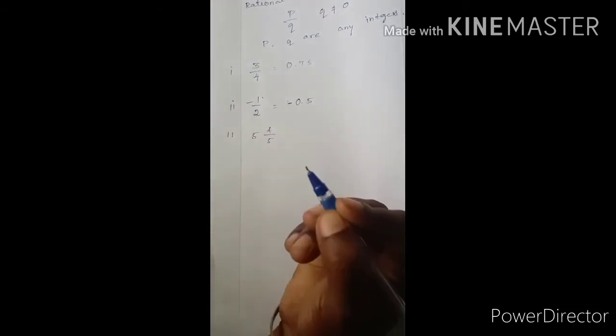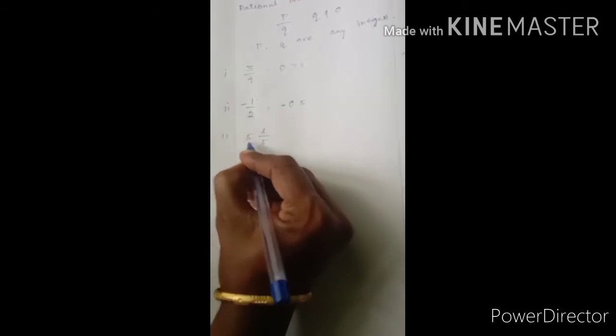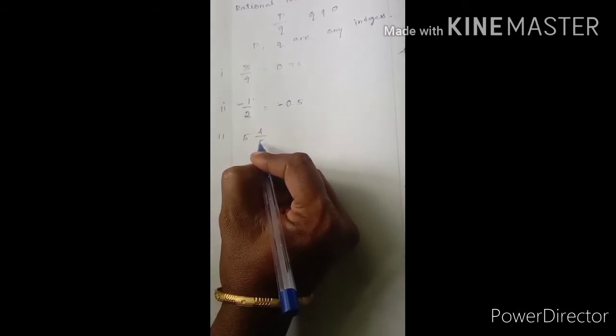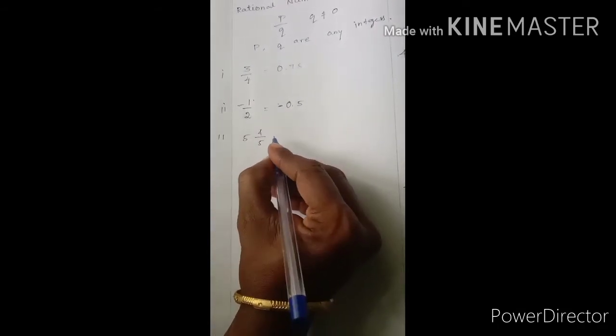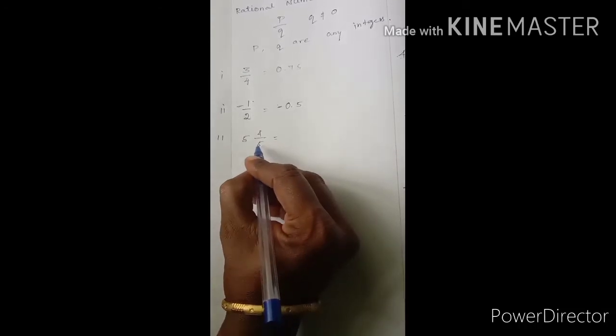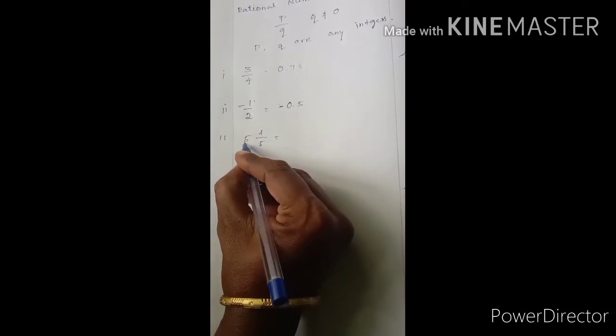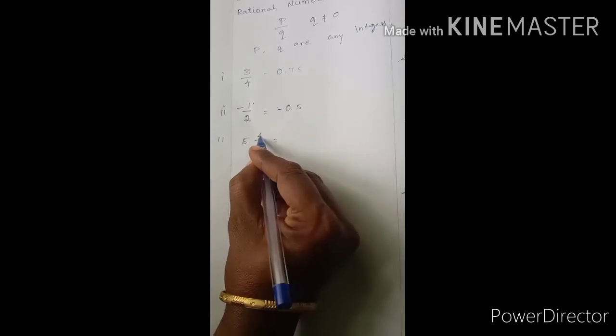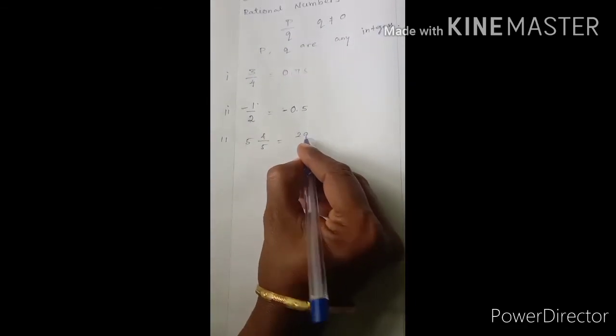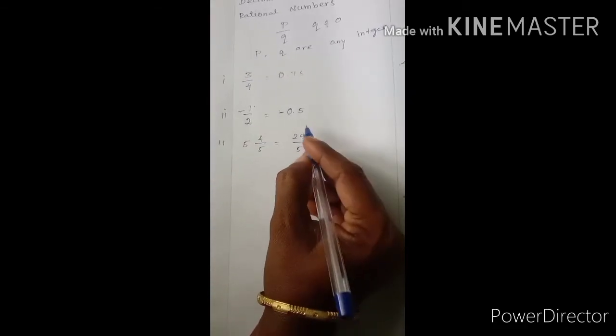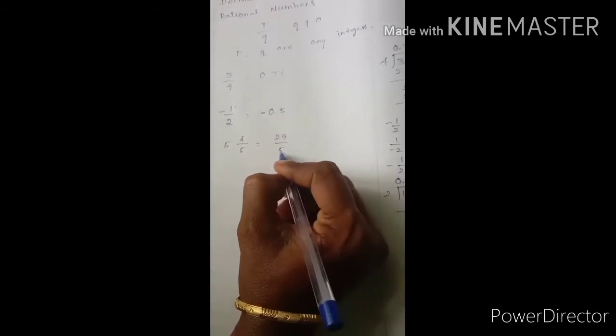Then the third one is 5 4 by 5. Here 5 is the whole part, and 4 by 5 is a rational number. So first of all we change it to an improper fraction. 5 5s are 25, 25 plus 4 is 29 by 5. Our rational number is 29 by 5.